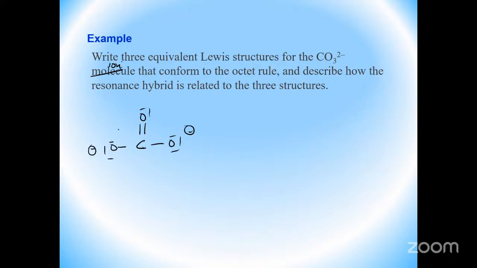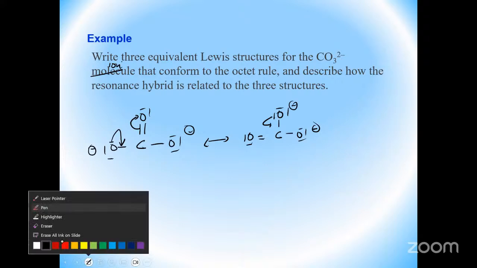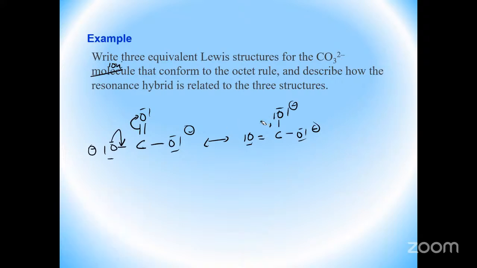So what we can do is push this pair of electrons here to form a double bond, and at the same time, this pair of electrons will move over there. So the resulting structure for that movement of electron pairs would be this, right? And then this goes here. No, I'm sorry. Not that.